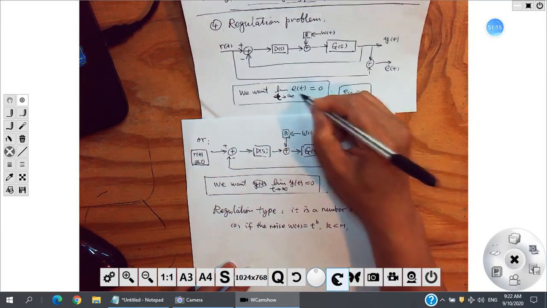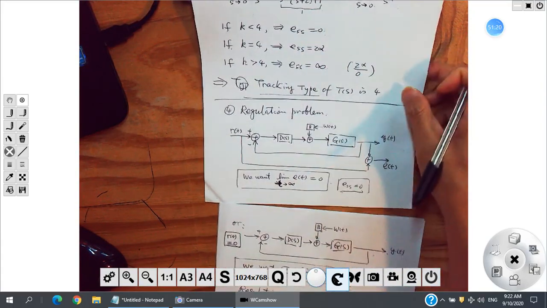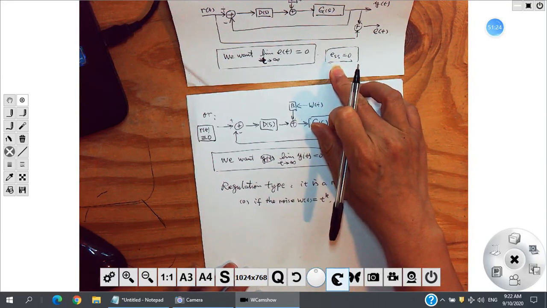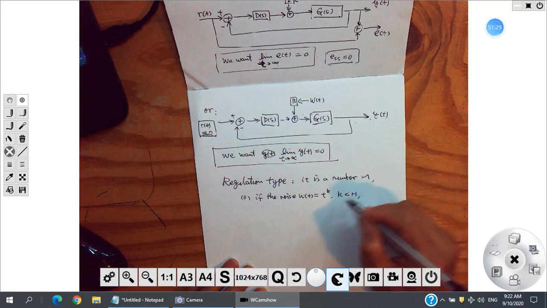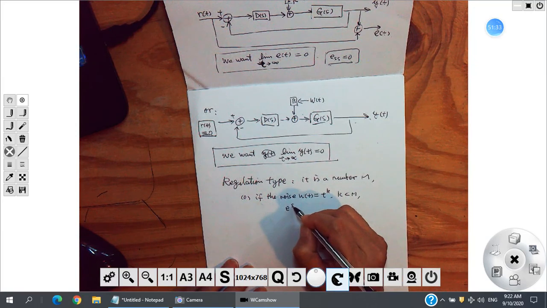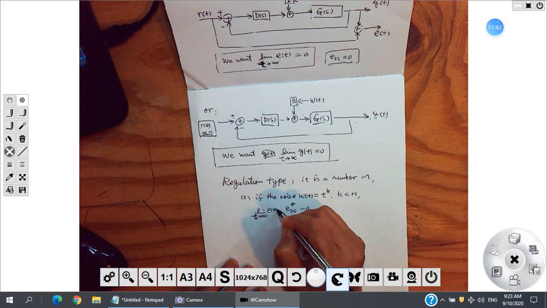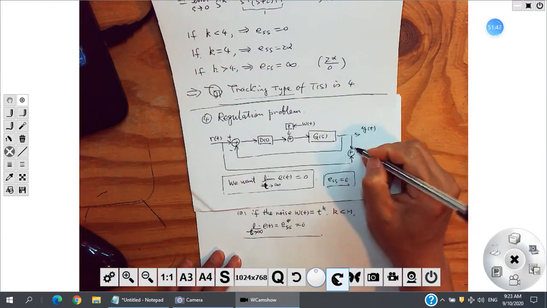Right? This is also ESS, but a different way from the tracking problem. This is an ESS, steady state error, for the regulation problem. We want the ESS to tend to be 0. If the noise is this one, the ESS is 0. There's a limit, as t tends to infinity, of e of t equal to this. Here one is positive, one is minus.